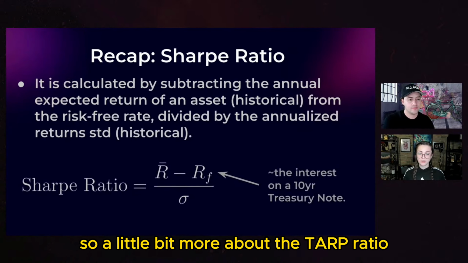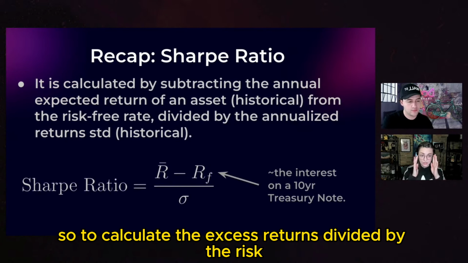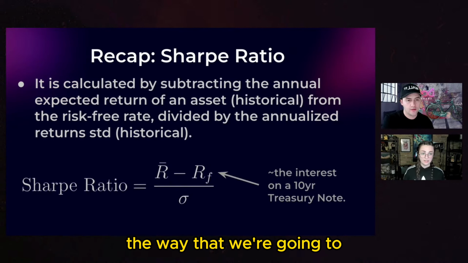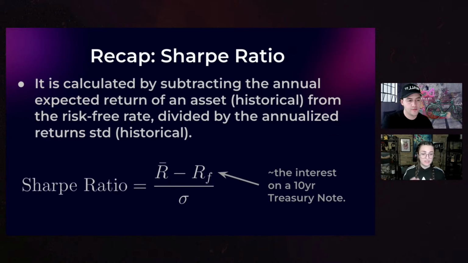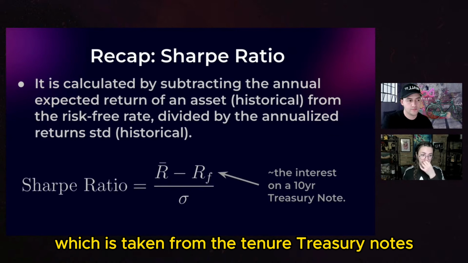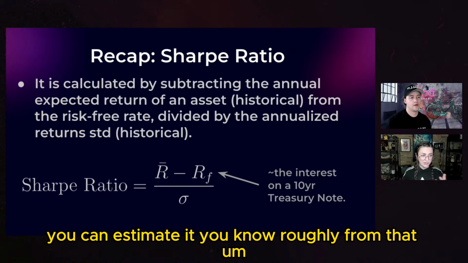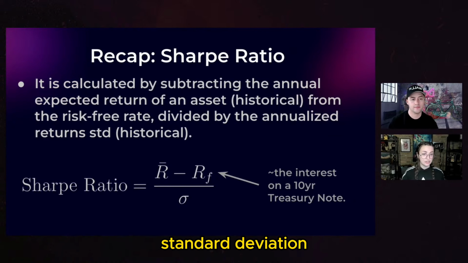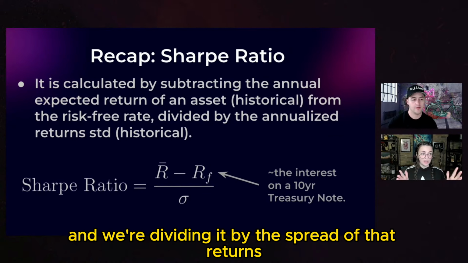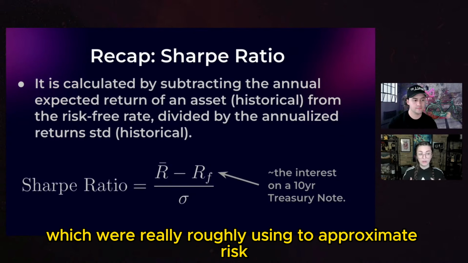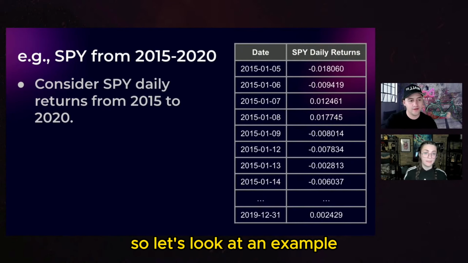Okay, so a little bit more about the Sharpe ratio and how it's actually calculated. To calculate the excess returns divided by the risk, the way that we're going to estimate that is by taking the annual expected return of an asset. So based on the historical returns of an asset on an annual basis, we're going to subtract from that the risk-free rate, which is taken from the 10-year Treasury notes. You can estimate it roughly from that. And then you divide it by the annualized returns standard deviation. So here, we're basically taking those excess returns and dividing it by the spread of that returns distribution, which we're roughly using to approximate risk. So let's look at an example.